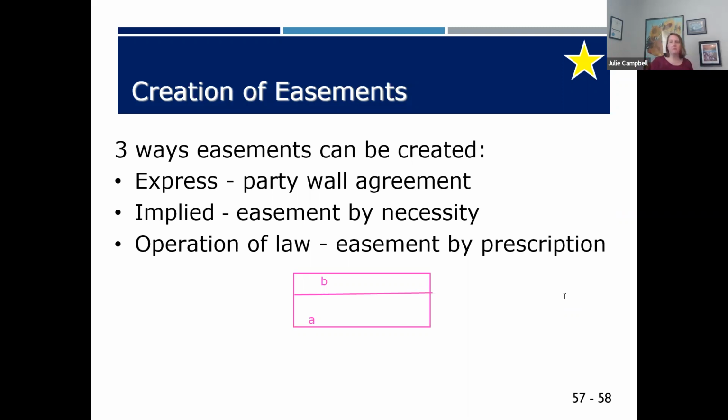Easement by prescription. You've been using it. They tell you to stop. Again, after 20 years, you take this to a judge and you say, I've been using a portion of this land or all of the land. Nobody's tried to stop me yet. The judge may grant an easement by prescription.